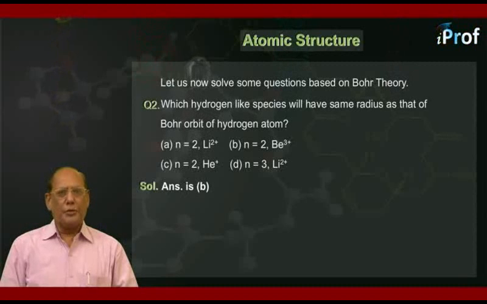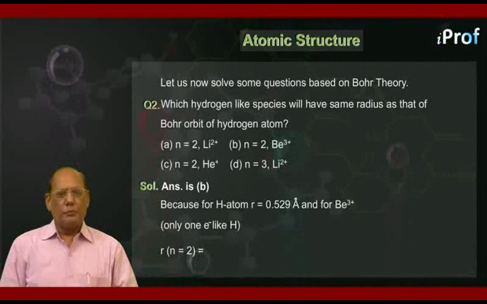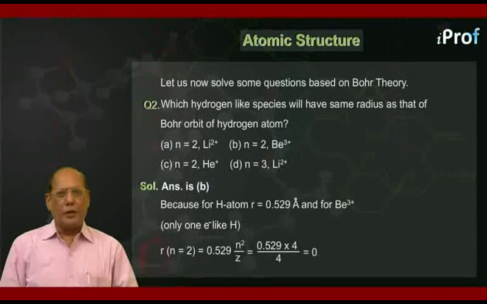The answer is B, because for hydrogen atom we know r is equal to 0.529 angstrom, and for Be3+, which contains only one electron like H, radius for second orbit, n equal to 2, will be equal to 0.529 into n square by Z, that is 0.529 into 4 upon 4. That comes out to be same, 0.529 angstrom.